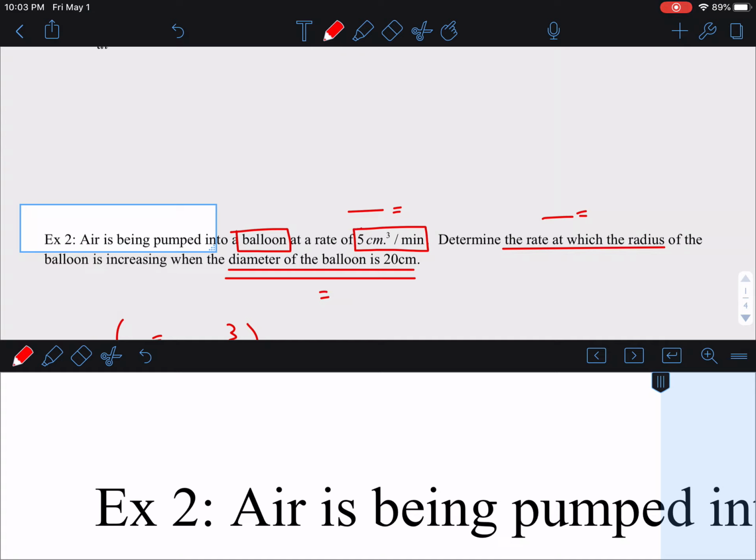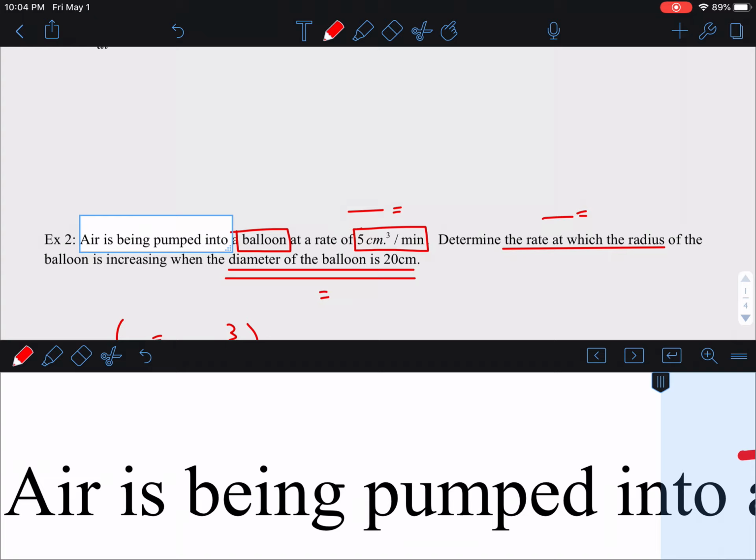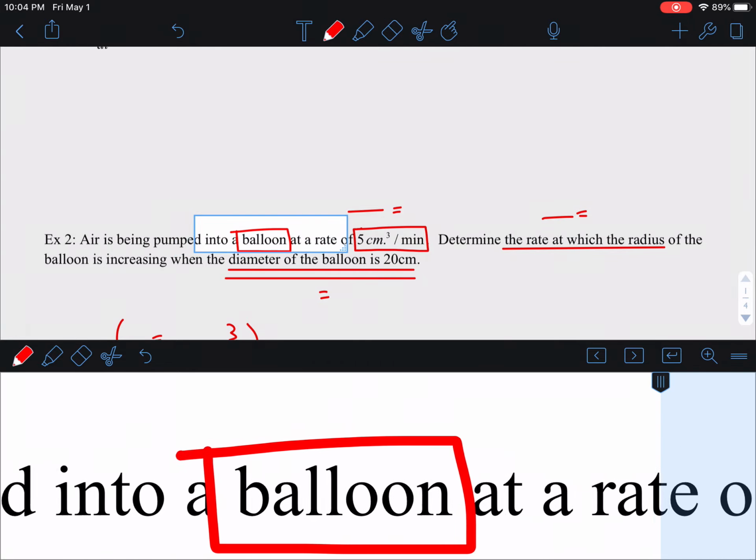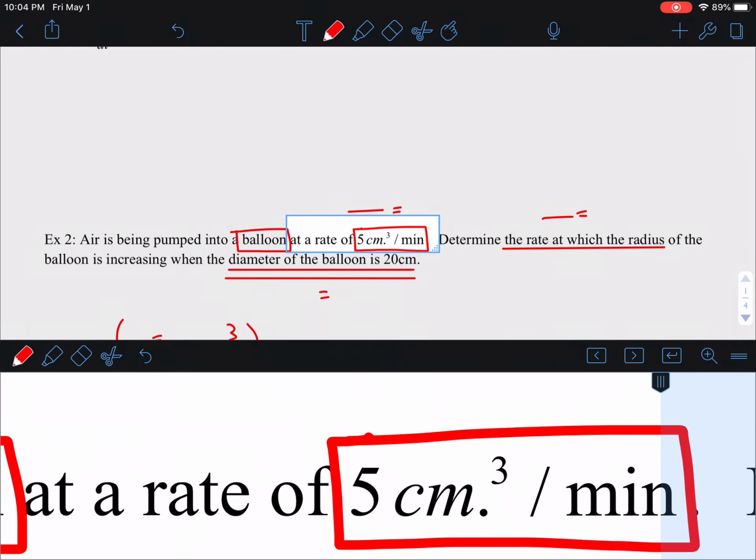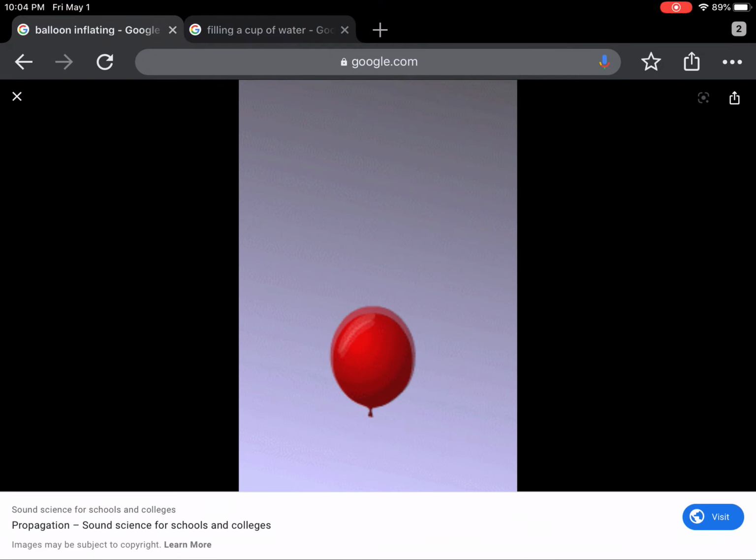And what we're going to focus on in this chapter is the idea of looking at some sort of calculation over time. Example 2 says air is being pumped into a balloon at a rate of 5 centimeters cubed per minute, right? So what does that mean for us? Let's take a look at a balloon that's being inflated over time. I found a GIF here of a balloon that's getting bigger and bigger.